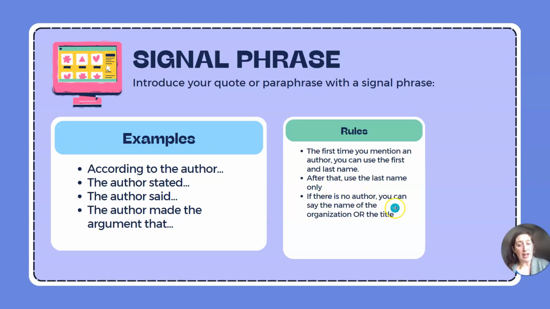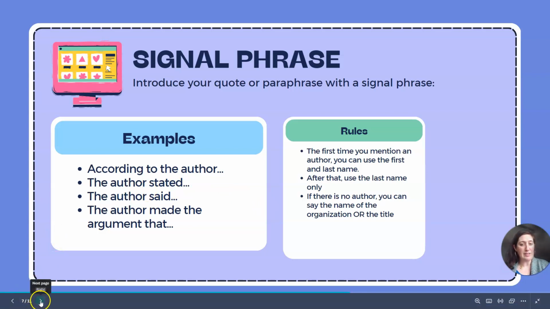If there is no author, sometimes it happens, especially when you're using an article from a website, there is no author given. Sometimes there's the name of an organization, for example, the United Nations. Okay, maybe you're quoting information from the United Nations. If not, you could also use the title of the article. So according to the article, and then you would put the title of the article and then put your quote in a signal phrase.